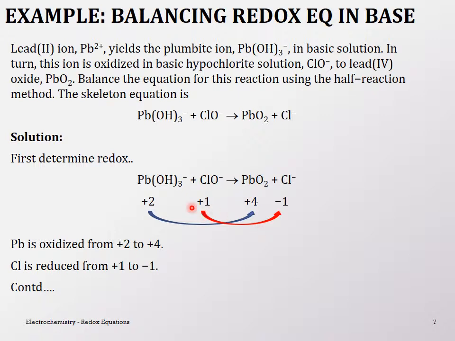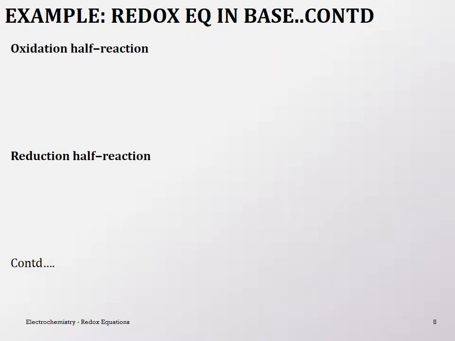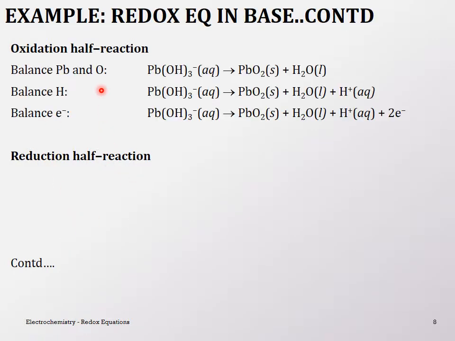Once we know all of this, then we can actually separate the equation out into two portions, the reduction and the oxidation. So let's go on. We're going to break down the equation into two redox equations, the oxidation and the reduction. So let's look at the oxidation first.